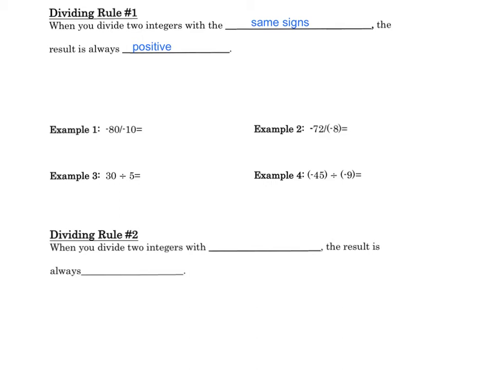For example, a positive divided by a positive equals a positive. Also, a negative divided by a negative equals a positive.